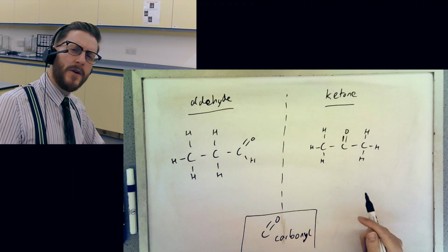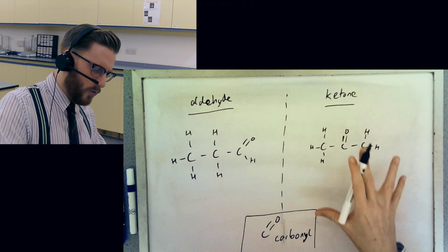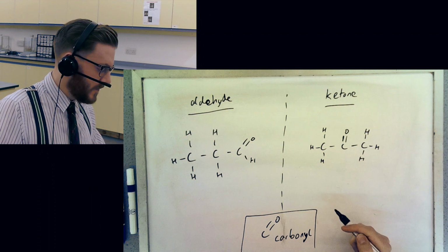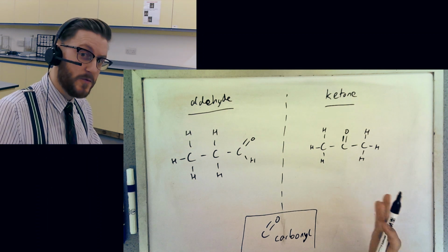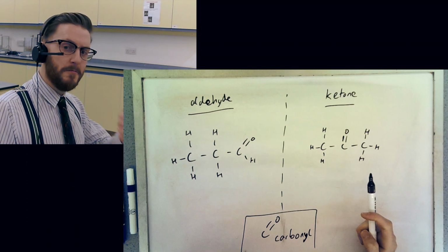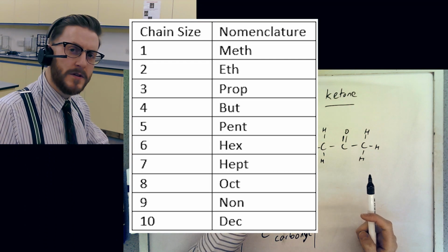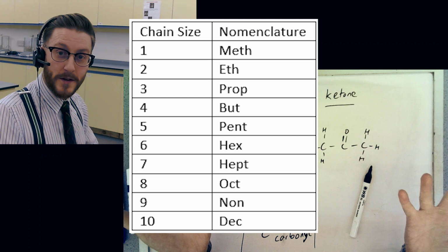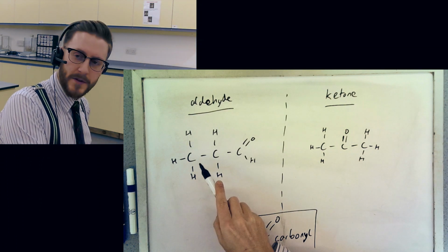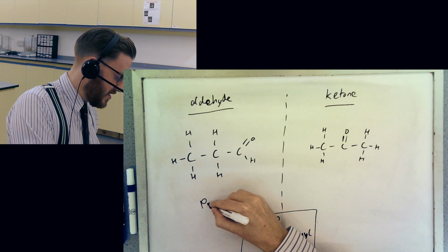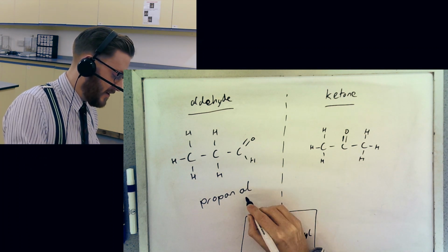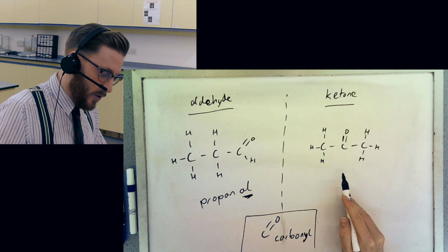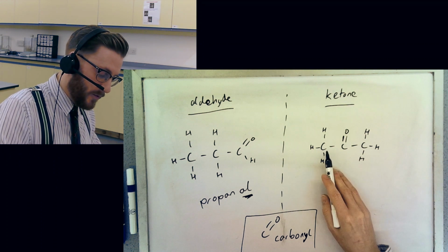Now the next thing is I want to know how to name them. I want to be able to figure out, no matter what structure I've been given, whether I've got an aldehyde or a ketone and how I would name it. Hopefully by now we know at least 1 to 10 in carbon language: meth, eth, prop, but, pent, hex, hept, oct, non, dec. So that's our 1 to 10. If I have 3 carbons like this, that's prop. So this is prop and al, al like aldehyde: propanal.